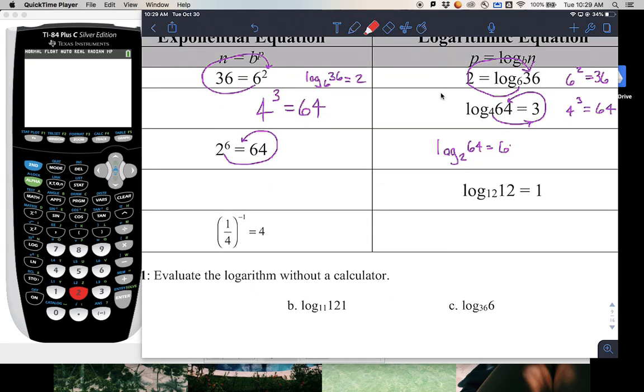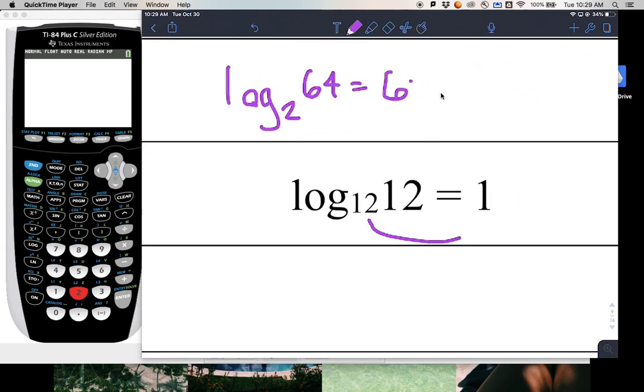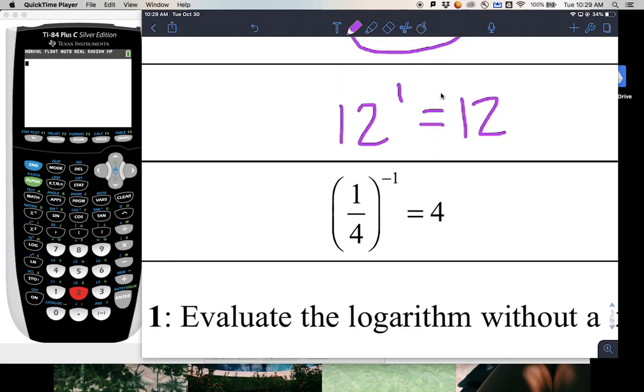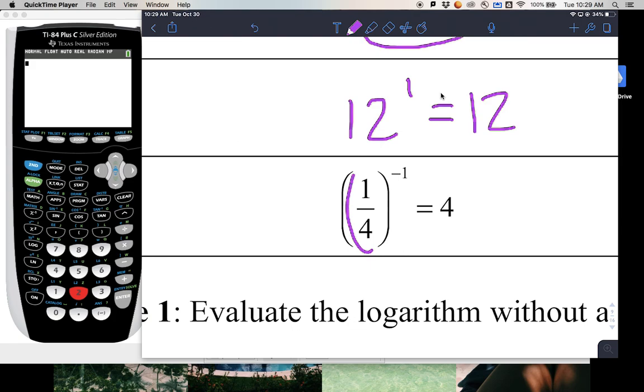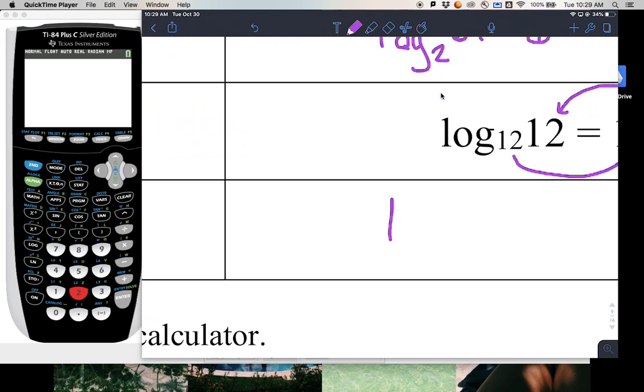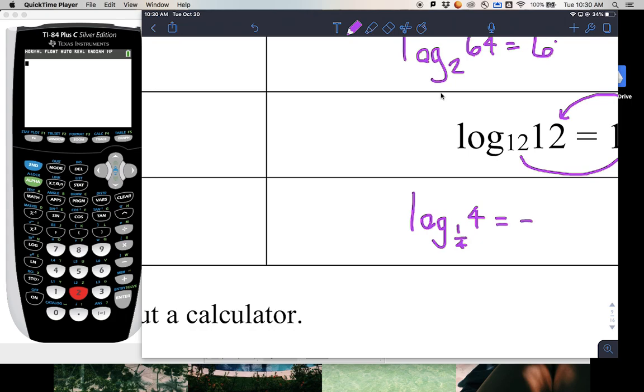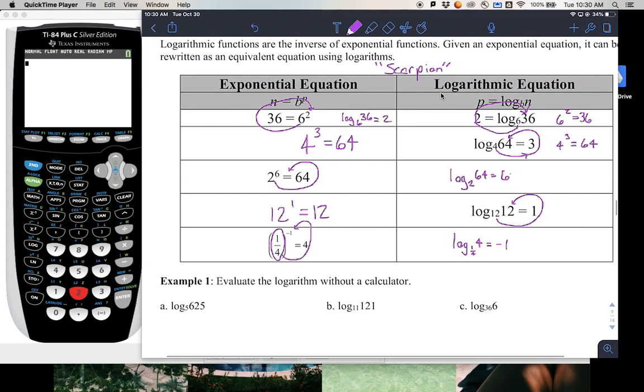Okay, let's try the next one here. Start with your base always. So that would be 12 raised to 1 equals 12. Okay, this one's kind of weird because you got a fraction and a negative exponent here. So here's your base. So we're going to say log base 1/4 of 4 equals -1. And that is how you switch between your forms right there.